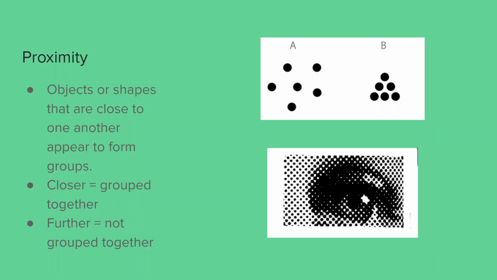Proximity is our first principle. You may already have a good understanding of this principle just from the word's definition, which really just boils down to distance from a particular point. Proximity refers to the fact that objects or shapes that are close to one another appear to form groups. As you can see in this image, on top, the circles under figure B have a close proximity to each other, making them seem to form a group that looks like a pyramid or triangle. Under figure A, the circles are a little more scattered, which does not give the appearance of a group.